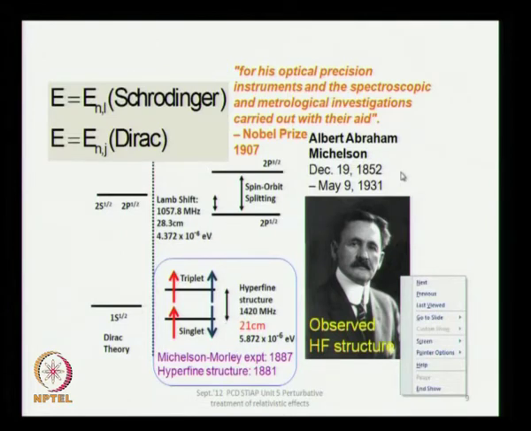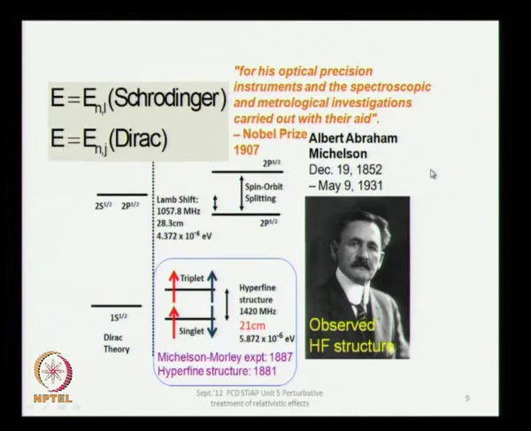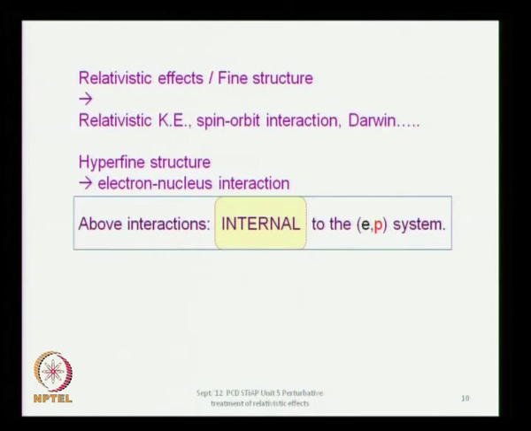Now, these are the details that one gets into in the quantum mechanics of the hydrogen atom, and if you look at these different corrections, like the relativistic kinetic energy correction, the spin orbit correction, or the Darwin correction, the hyperfine structure correction, and so on, all of these are inbuilt into the system. The hydrogen atom, when it exists, it has got all of these interactions. These are not interactions that you can switch on and off from outside.